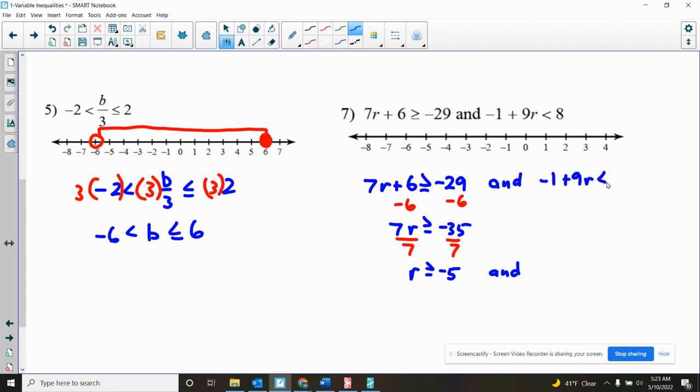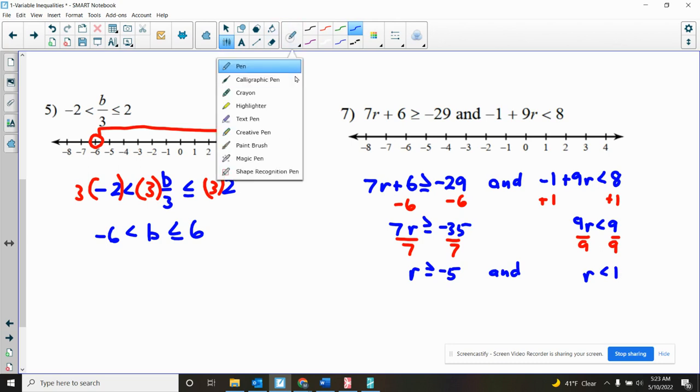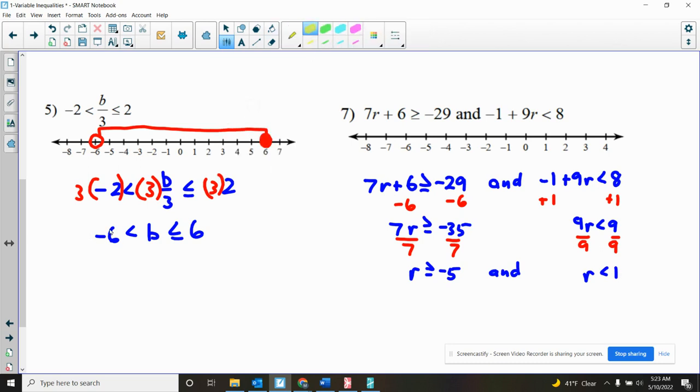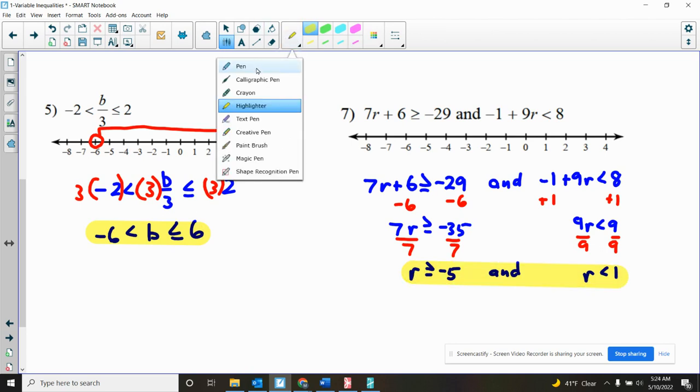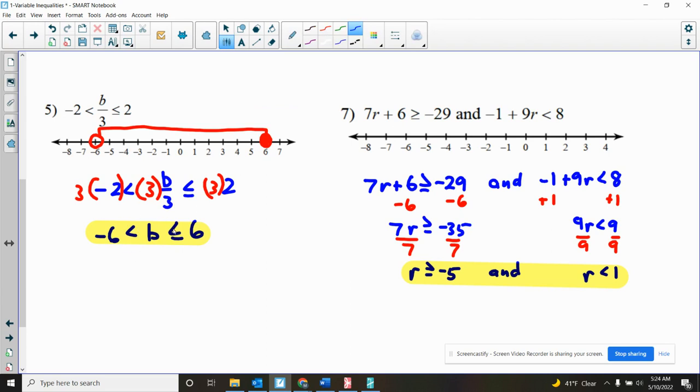-1 plus 9r is less than 8. Start with the addition of the 1's. So 9r less than 9, and now a division by 9. So we will have r is less than 1. Now, you can write the answer like this. This is perfectly cool. I actually wanted to highlight this one back there too. Okay, so this is good. No problem with that. However, you can also write it like this.